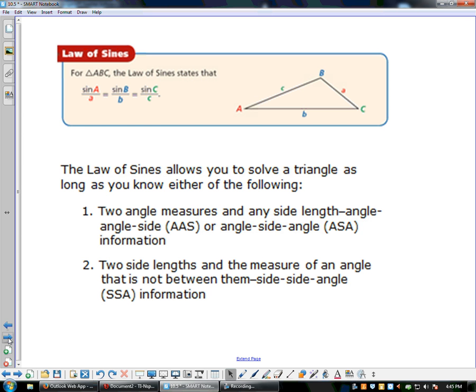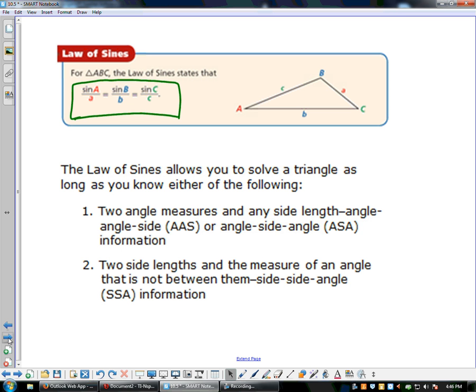The law of sines is a way of finding missing pieces of a triangle, missing side lengths or missing angle measures. So the law of sines is the sine of angle A divided by the side length A is going to be equal to the sine of angle B divided by the side length B, and then the sine of angle C divided by side length C.